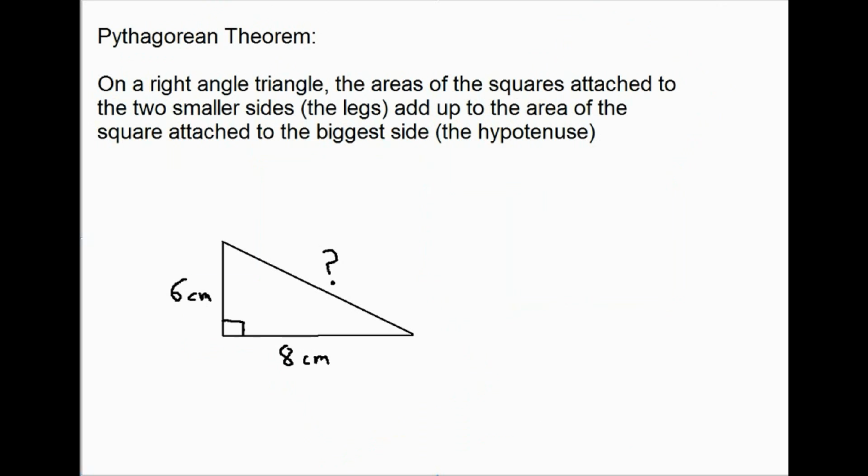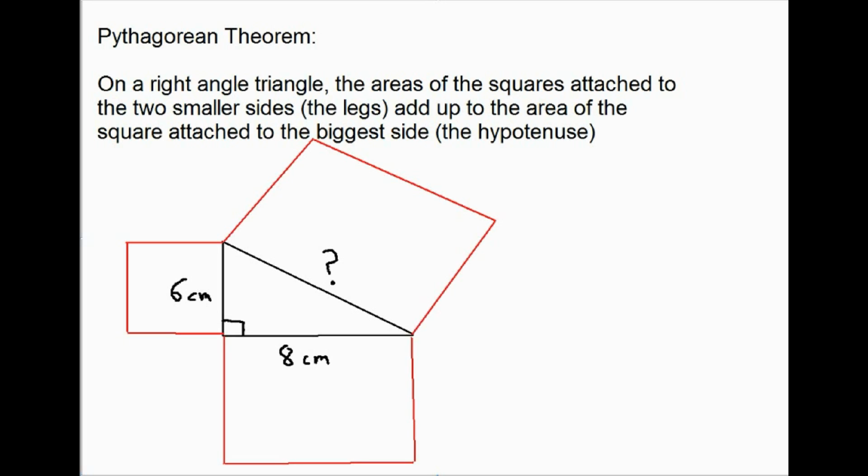So suppose we have a right angle triangle where we're given the lengths of the legs. So one leg is 6 centimeters and the other leg is 8 centimeters. And we don't know how long the hypotenuse is. Well, as we've just seen, the relationship in Pythagorean's theorem has to do with the areas of the squares attached to the sides. Let's again attach squares to each one of these sides.